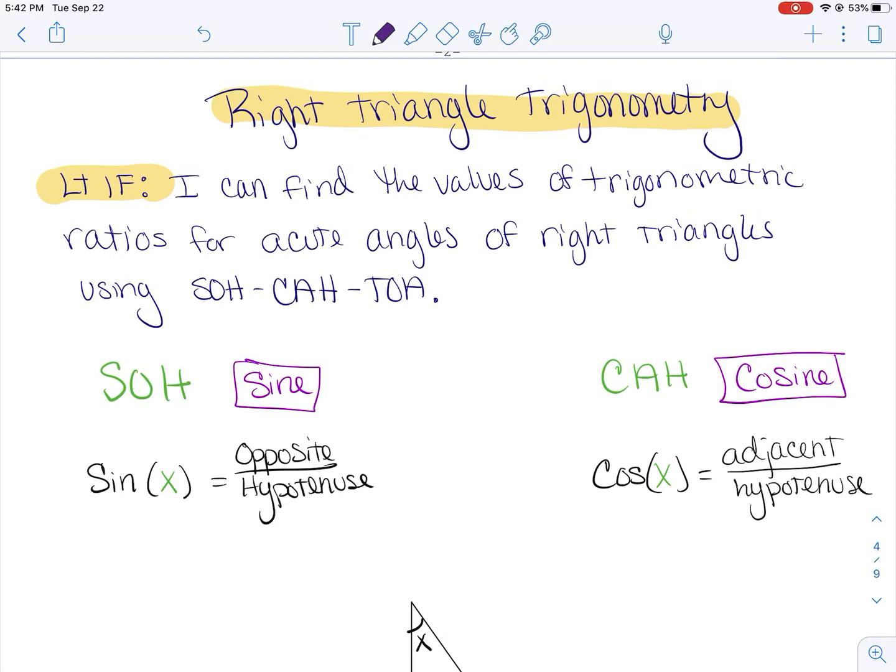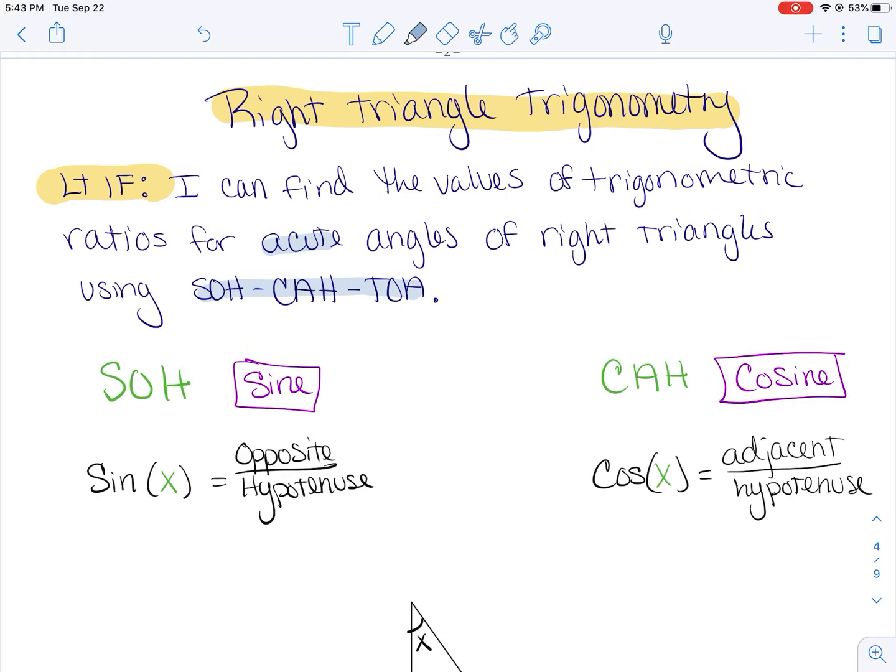For trig class, this is learning target 1F. I can find the values of trigonometric ratios for acute angles of right triangles. It's a lot of geometry words in there, but I bet you can break that apart. And we are going to use SOHCAHTOA. That might be the term that's more familiar to you. So right triangle trigonometry refers to SOHCAHTOA. And we're only going to do it with acute angles.